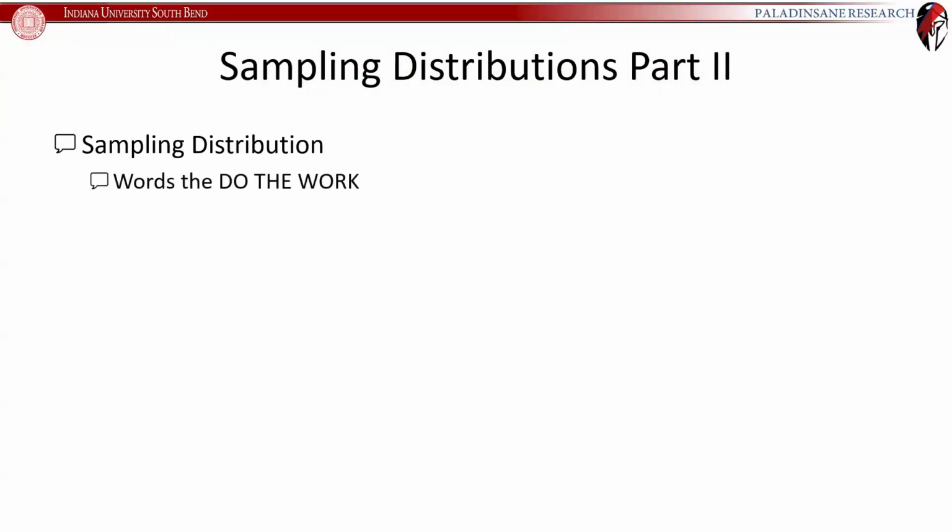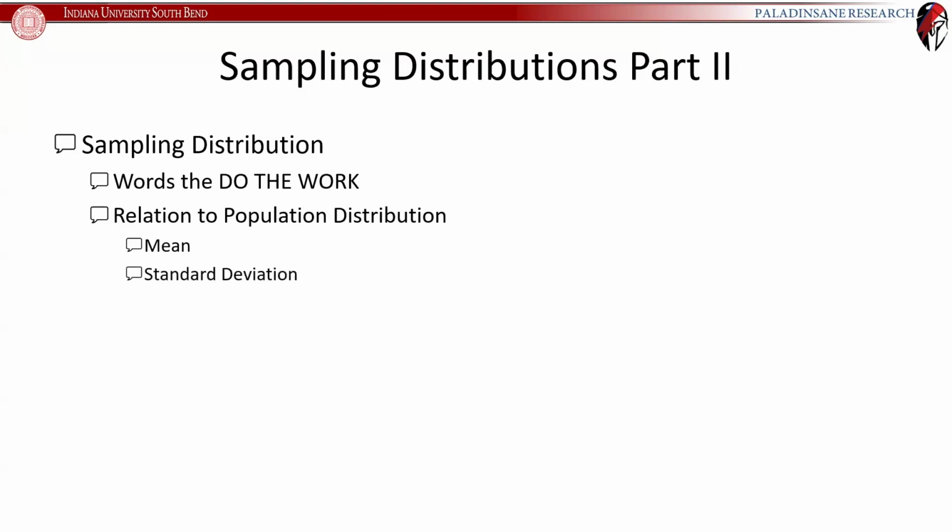We are going to start off with a look at the words that do the work. There are a lot of new terms coming in, and we are going to look at the sampling distribution's relation to the population distribution. Specifically, how is it related to the population distribution mean and standard deviation? Then we're going to look at characteristics of that sampling distribution. For example, what is its mean? What is its standard deviation? And all of this depends upon its sample size.